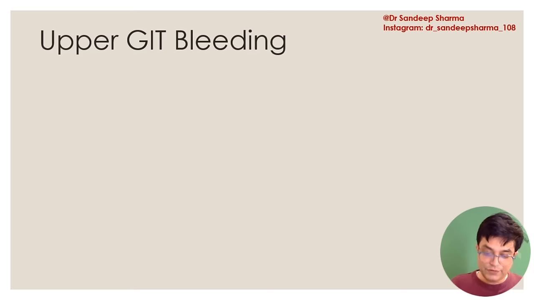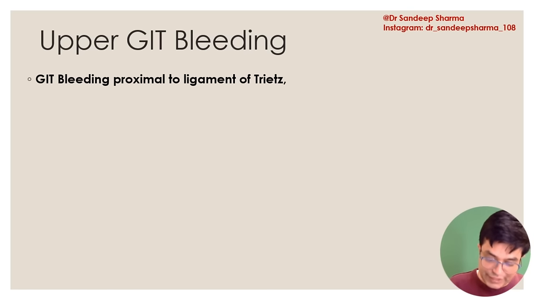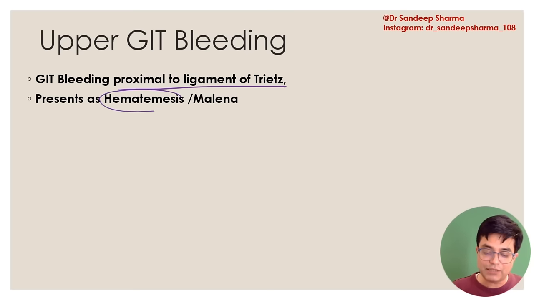Then there is a question, sometimes they ask you about upper GIT bleeding. How will you know it is upper GIT bleeding? If a case comes in an MCQ, upper GIT bleeding refers to GIT bleeding proximal to the ligament of Treitz, and it always presents as hematemesis or melena. Hematemesis means fresh blood in the vomitus, melena means tarry, black colored, altered blood present in the stool. Hematochezia is usually not seen in upper GIT bleeding.